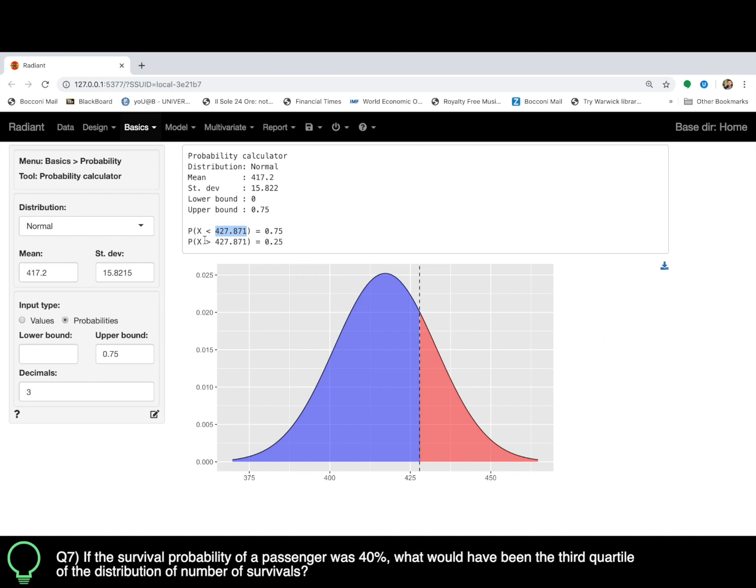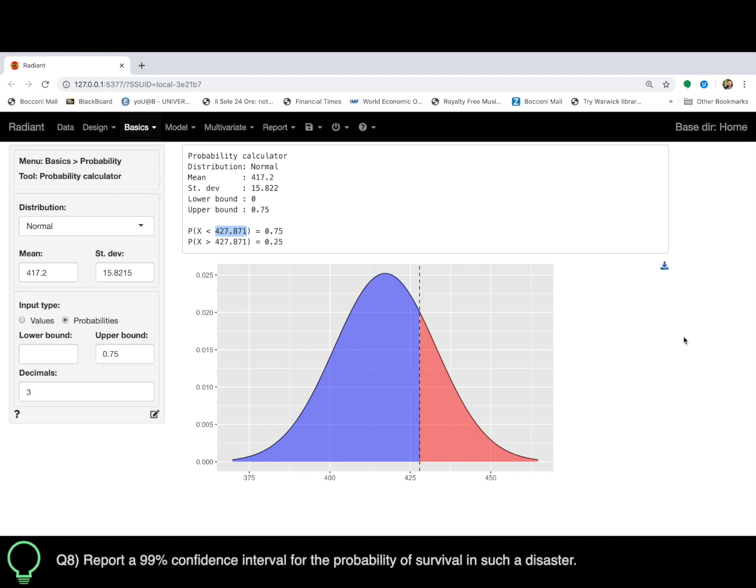So the answer is 427.871. So the probability for my normal to be lower than this is 0.75. Therefore, 427 is the third quartile. And it's the same as the calculations in R, clearly. Great, almost halfway through. Report a 99% confidence interval for the probability of survival in such a disaster.